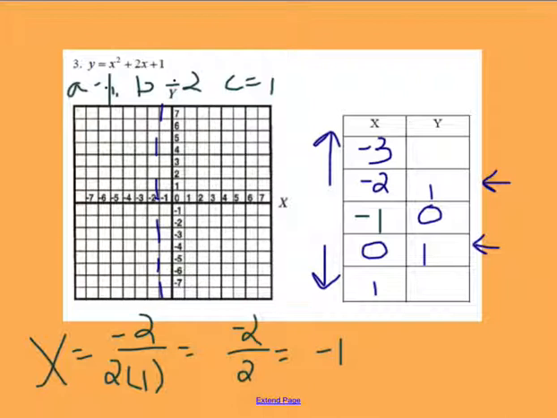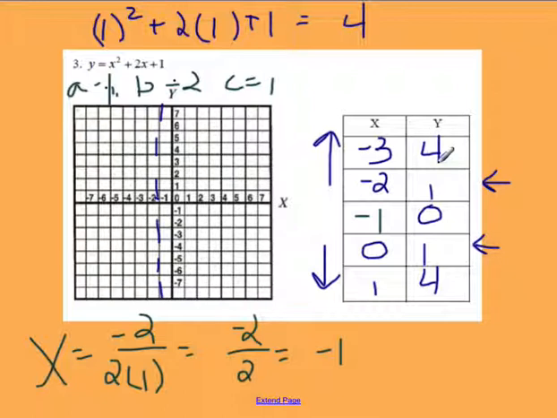Now let's put that last value in. So I'm just going to put in 1. So I have 1 squared plus 2 times 1 plus 1. When you plug that in, you end up getting 4. So if this value is 4, then this value is 4. Okay, so let's go ahead and continue. Why don't you plug that in and graph it.